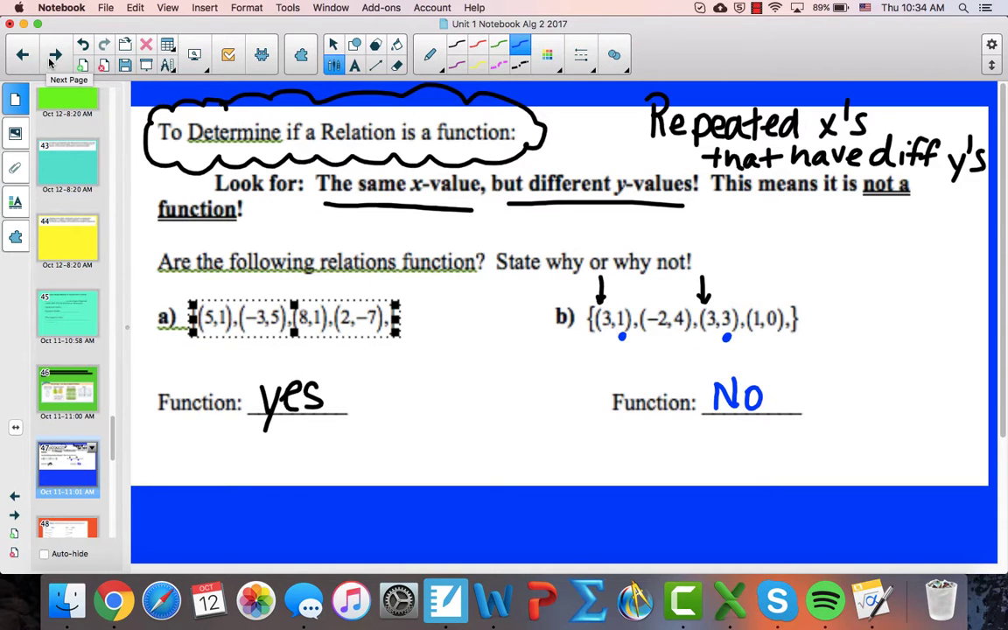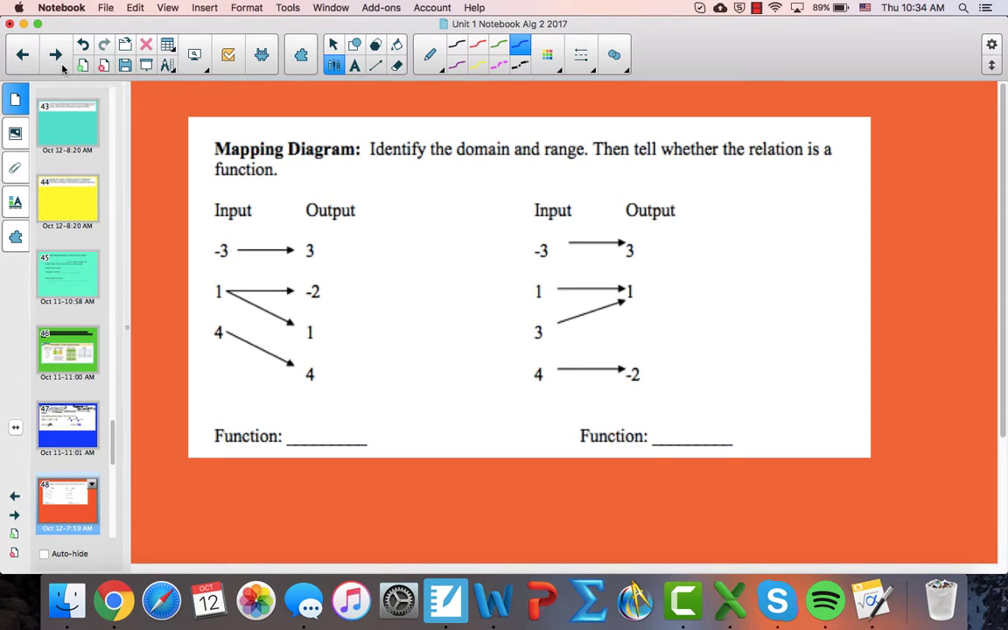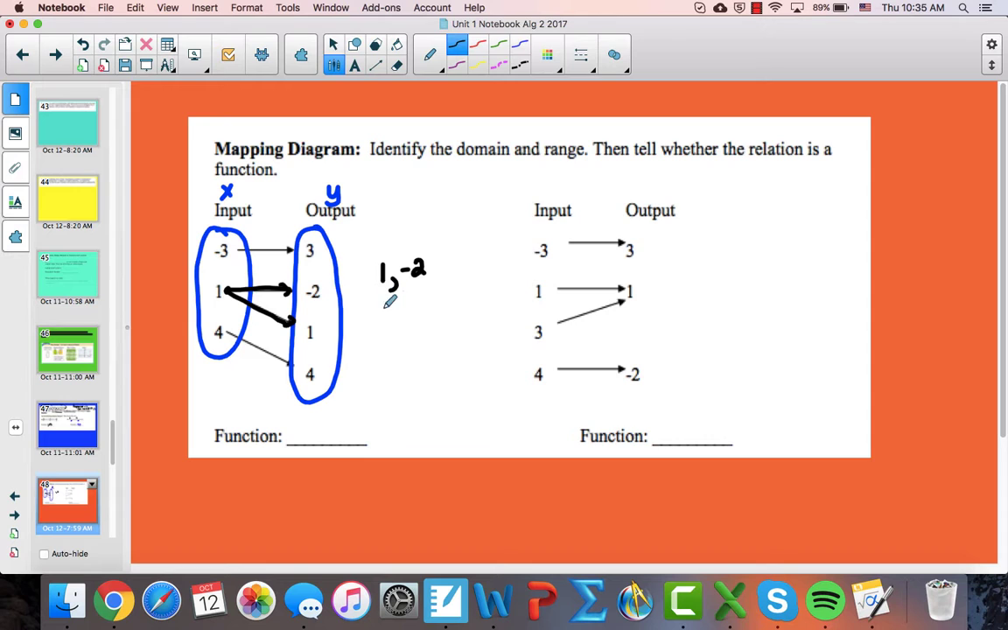Now, that's if we're looking at ordered pairs. Remember, I also said that you could look at mappings, meaning you have your ovals where we're mapping numbers to numbers. Again, the inputs were the x's, the outputs were the y's. It's a little bit trickier here because if you look at this one, it is being mapped to 2 and to -2 and to 1. That means if I wrote that as an ordered pair, I would have (1, -2) and I'd have (1, 1). Again, it's a repeated x with a different y, so no, it is not a function.